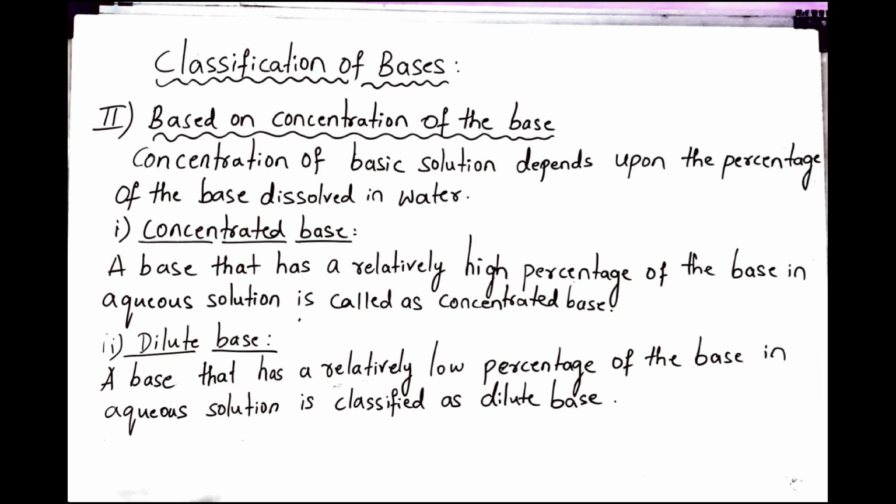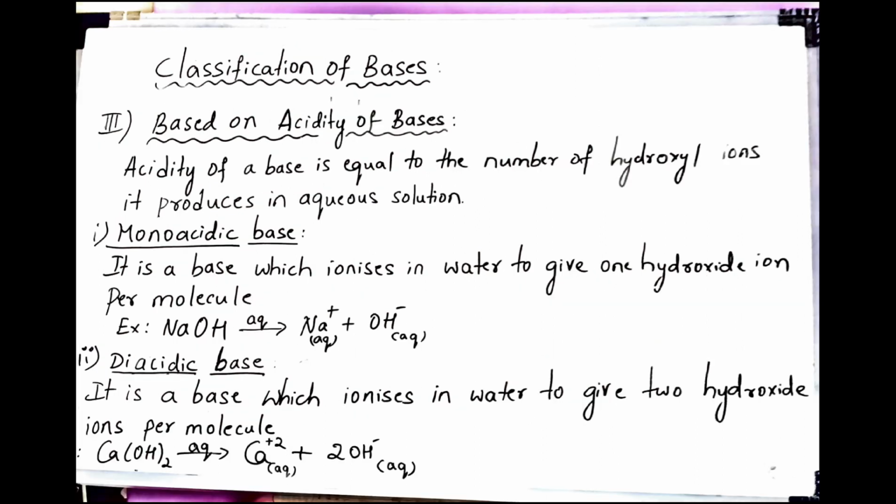Next, the third type of classification is based on the acidity of bases. We have studied the basicity of acids in our previous section. In the same way, here the bases are divided into monoacidic base, diacidic base and triacidic base. The acidity of a base is equal to the number of hydroxide ions it produces in aqueous solution.